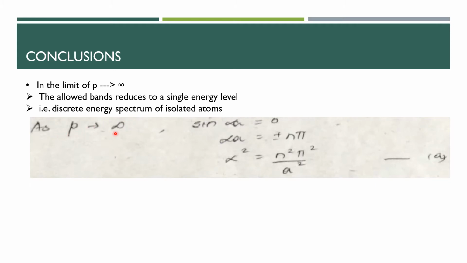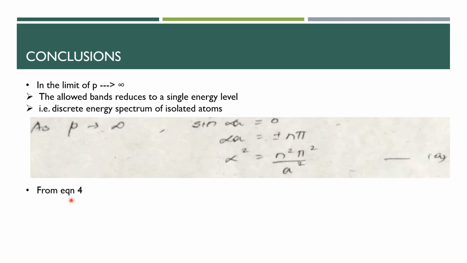So as P tends to infinity, sin αa is equal to 0 for the values of αa equal to plus minus nπ. We can find α from here as plus minus nπ by a, and then we can square it so that we get α squared is equal to n squared π squared upon a squared. Equation A.